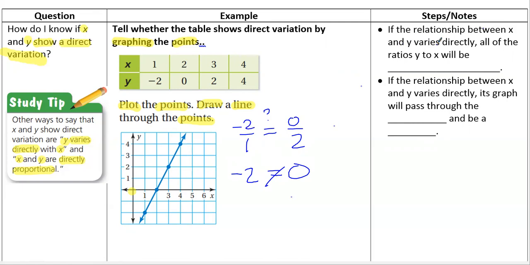If the relationship between x and y varies directly, all of the ratios y to x will be equivalent. Remember that word? It means they'll all be equal. These are not equal and therefore are not proportional. If the relationship between x and y varies directly, its graph will pass through the origin, and it'll also be what? A line. This is a line, but it doesn't pass through the origin. It has to satisfy both being a line and passing through the origin to be direct variation.